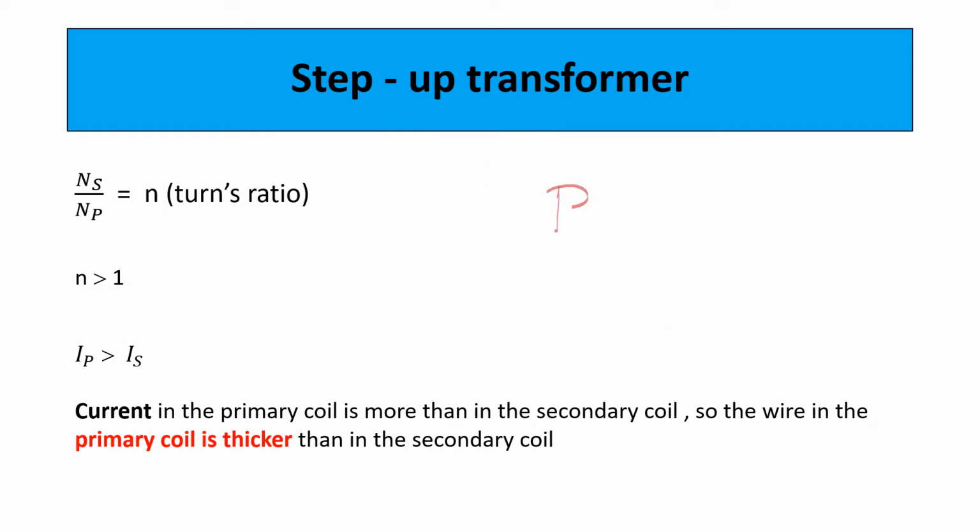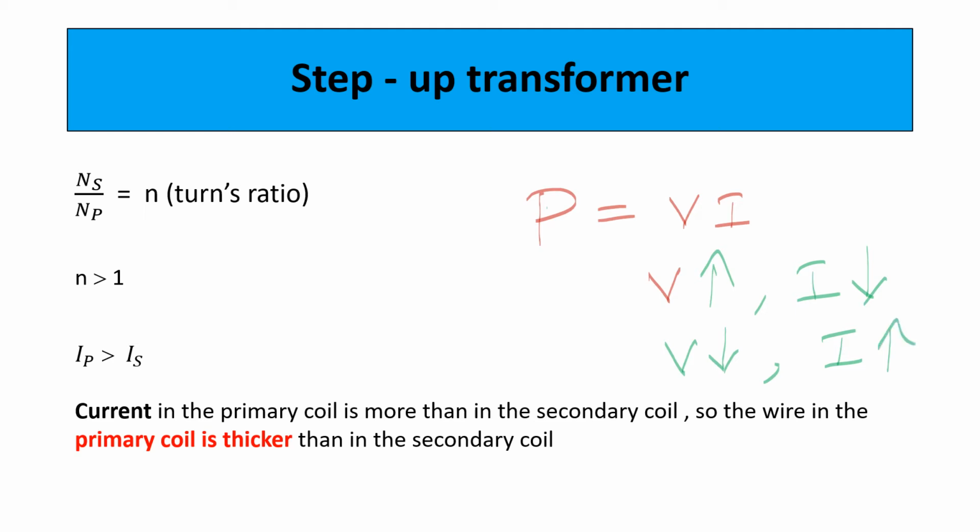We know P is equal to VI. The current I is inversely proportional to the voltage when you define power. That is, when V is more, I must be less. And similarly, when V is less, I must be more.